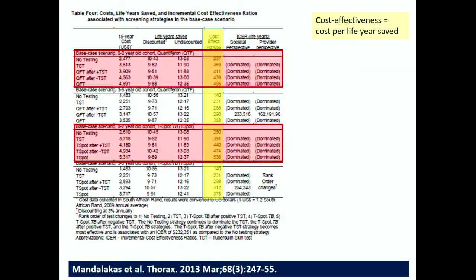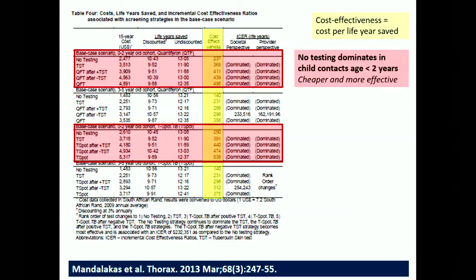Okay, we had 2 base case scenarios. The first base case scenario is the 0 to 2-year-old cohort, and then we looked at it with QuantiFERON being the test or T-SPOT being the test. What this actually showed us, as you can see, is the no testing strategy dominated in children less than 2 years of age. So it's cheaper, it's more effective in children less than 2 years of age in this setting.